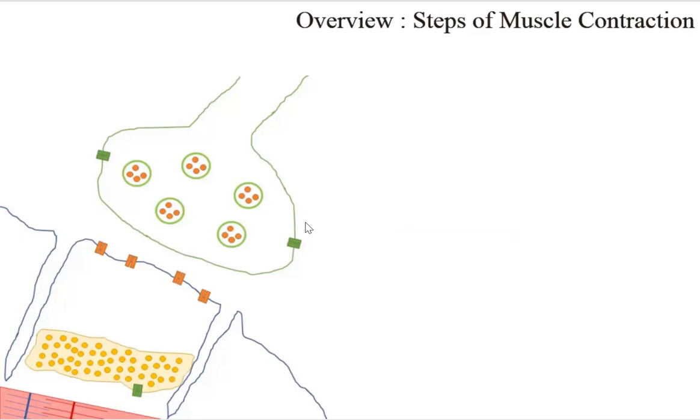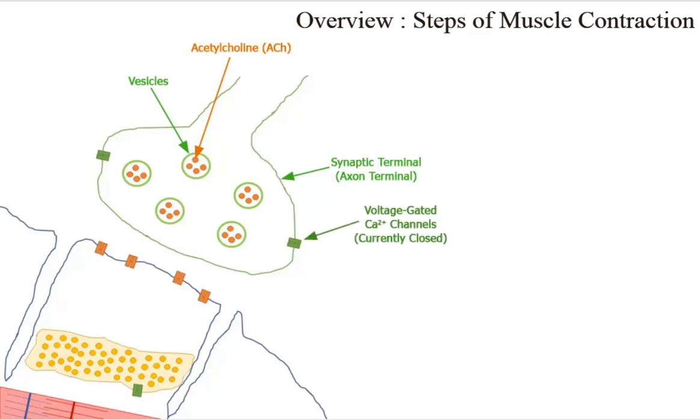So in this particular image, at the top here, we see the end of a neuron. So this would be a synaptic terminal, which is also called an axon terminal. And inside the terminal, there are vesicles that contain neurotransmitters. In the neuromuscular junction, the neurotransmitter is always going to be acetylcholine, which is abbreviated ACh. Also on the synaptic terminal are calcium channels, voltage-gated calcium channels, which are currently closed.